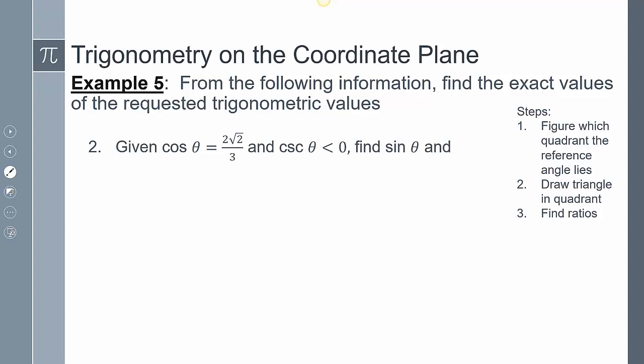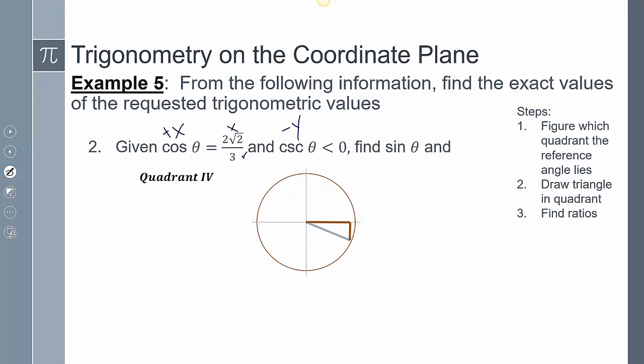So for this one, same thing. First step, figure out which quadrant the reference angle is going to lie in. And so here, my cosine is x, my cosecant is y. Well, my x here is positive, my y is going to be negative because it's less than 0. And so that's going to be quadrant number 4. So now drawing it in that quadrant, now this is my x and this is my r. So adjacent over my hypotenuse r. Now I know my y value has to be negative here, so whatever I find there, it's going down, so that's why it has to be negative.